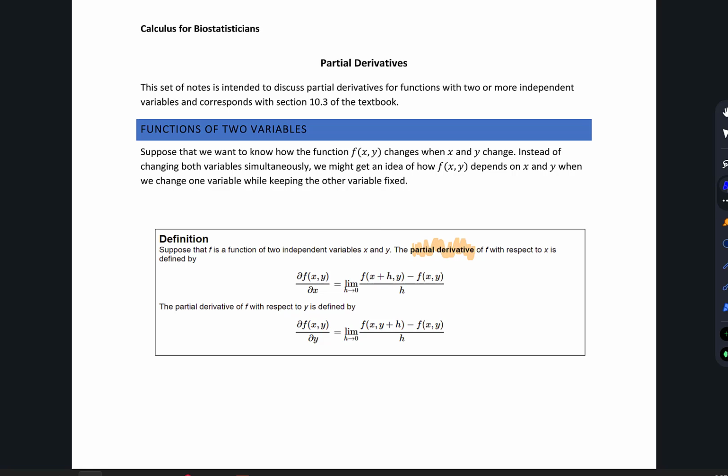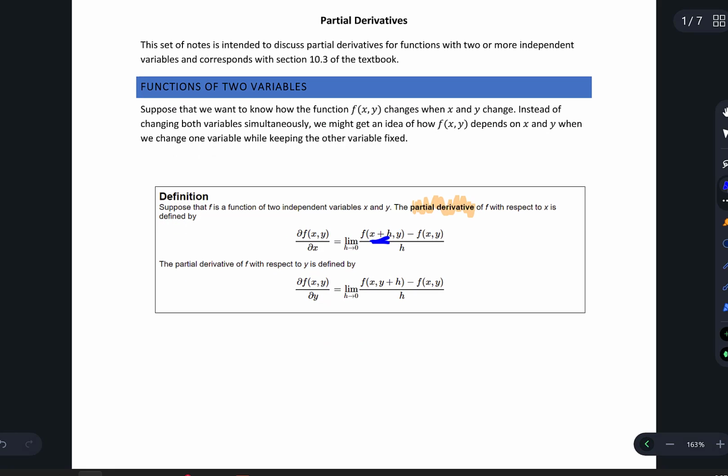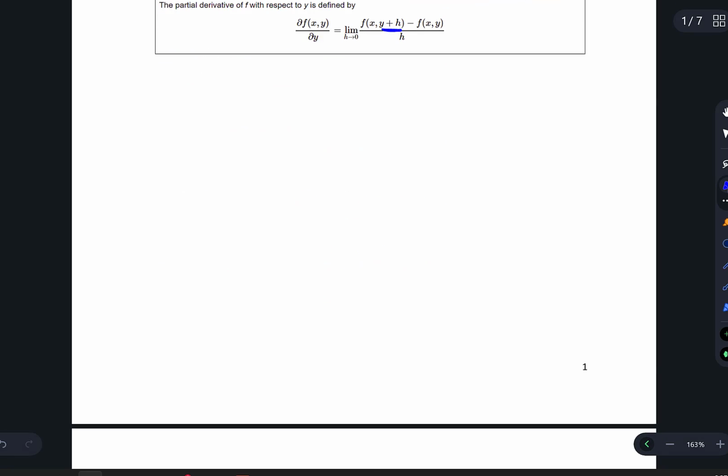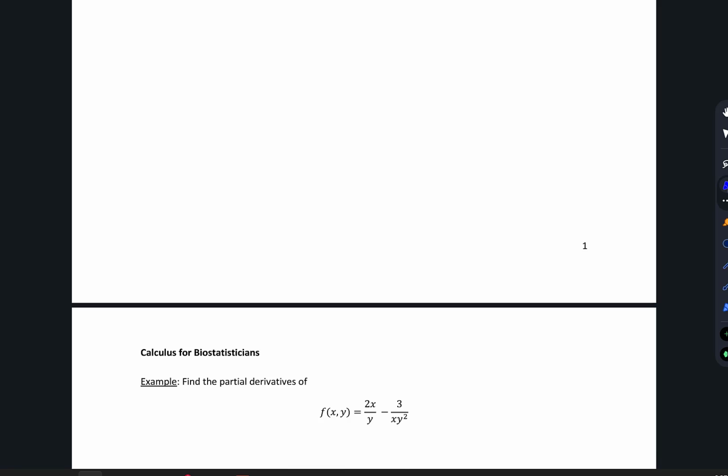So notice here when we define a partial derivative, what we're doing is when we take the partial derivative of f of x, y with respect to x, we're only increasing x by h. Or if we take the partial derivative of the function with respect to y, we're only increasing in the y direction by h. So again, very similar to what you've seen before. So let's look at a couple examples of what these partial derivatives look like.